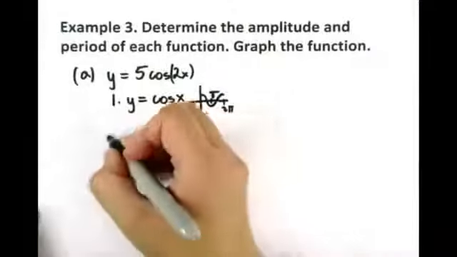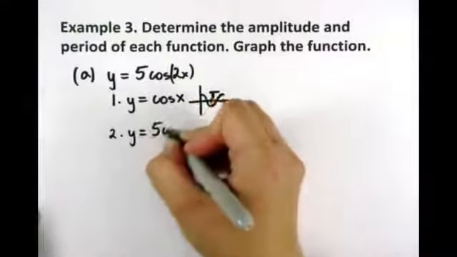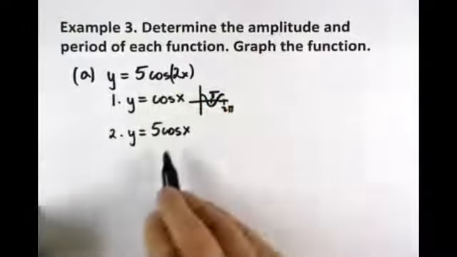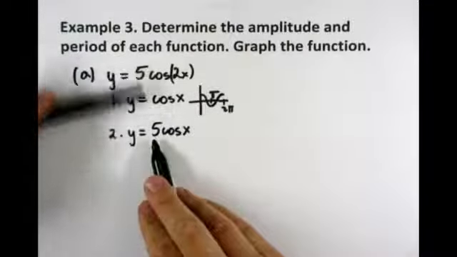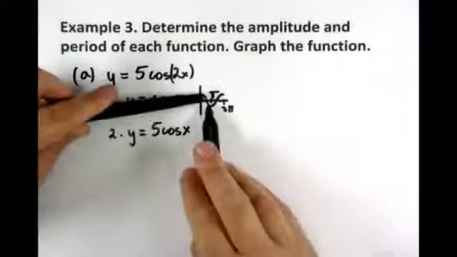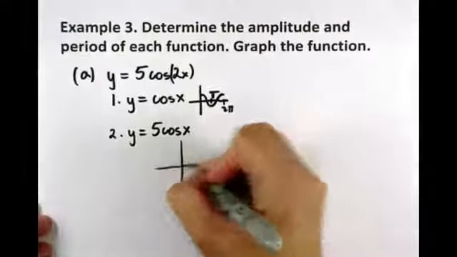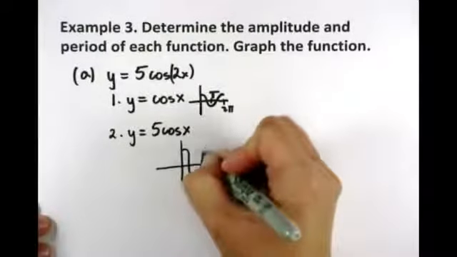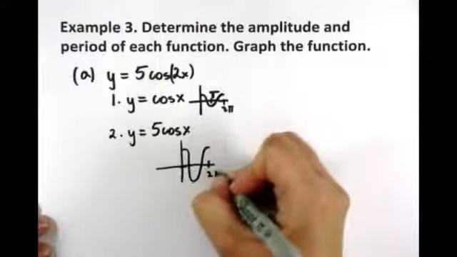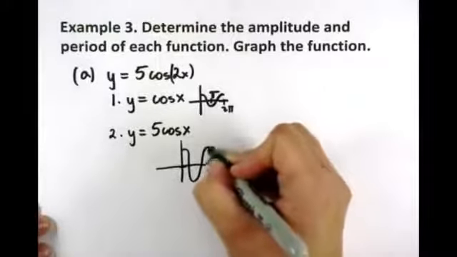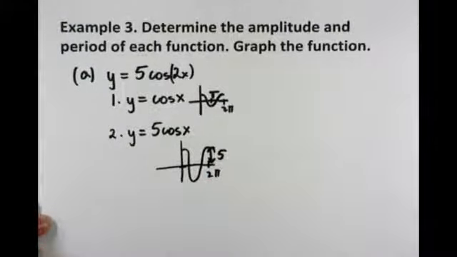Okay, then number 2, y is equal to 5 cos x. With the 5, I would expand this function, a vertical expansion. I will stretch this function 5 times. Here would be 2 pi. So this affects my amplitude, which would be 5.